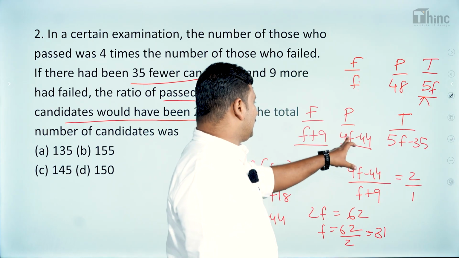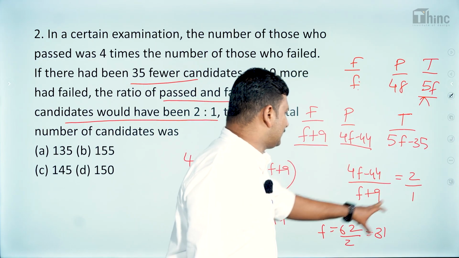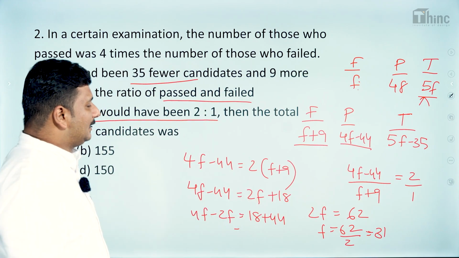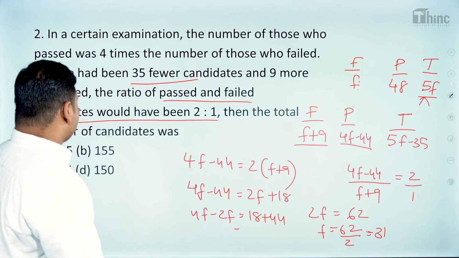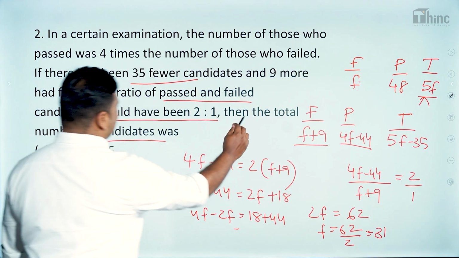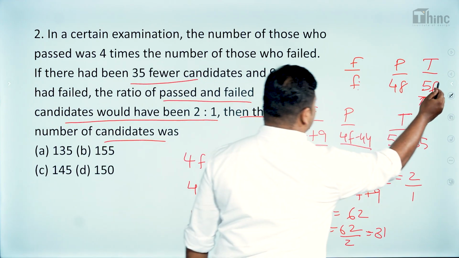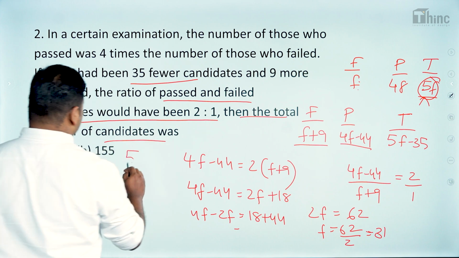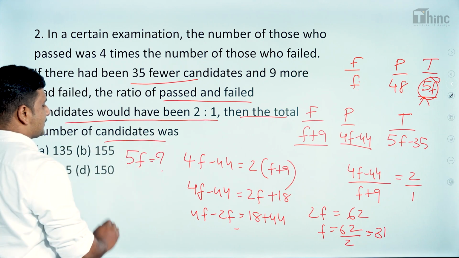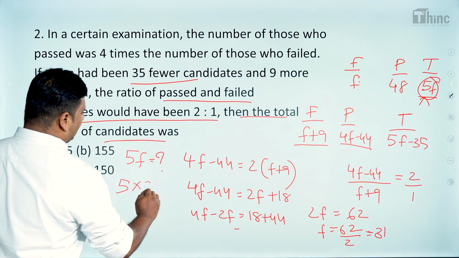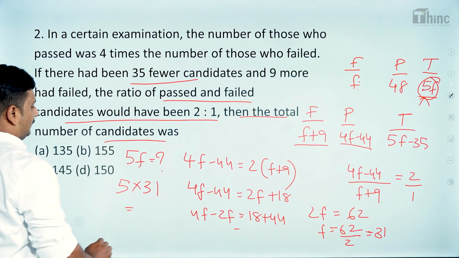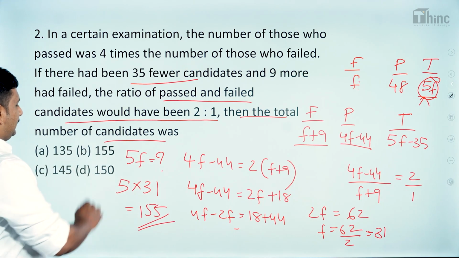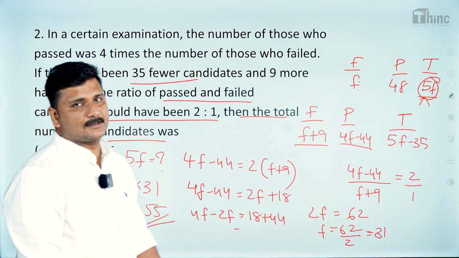Now the pass to fail ratio is given as 2 by 1. We kept it that way, cross multiplied, and solved the value of f as 31. Now the question is, how many candidates were there initially? So total number of candidates initially is 5f. So we have to do 5 into 31, and we get 155. So 155, option B will be the correct answer.